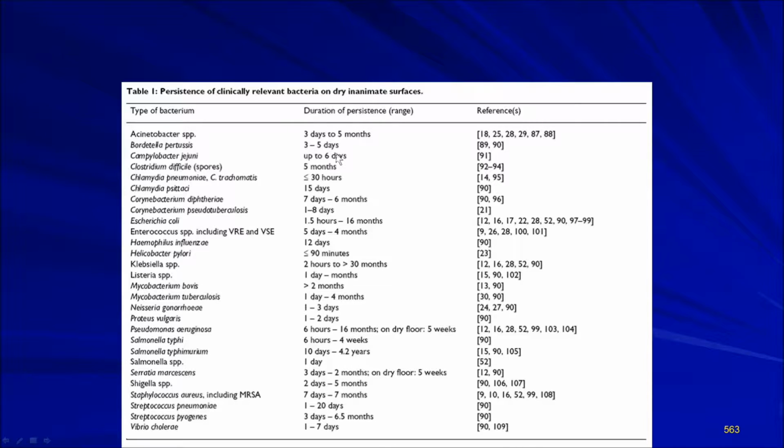So we look at Clostridium difficile, I mentioned that, 5 months. We have Chlamydia pneumoniae or C. trachomatis, less than 30 hours. We see Shigella, 2 days to 5 months. Streptococcus pneumoniae, 1 to 20 days. Okay, so you can see here that bacteria can live for an extremely long period of time on these surfaces.